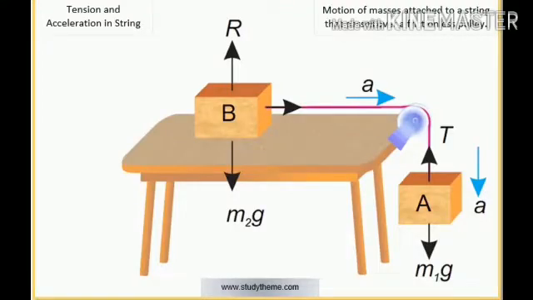Next one is horizontal motion. What is horizontal motion? When objects are connected by string and a force F is applied horizontally, the type of motion is called horizontal motion.